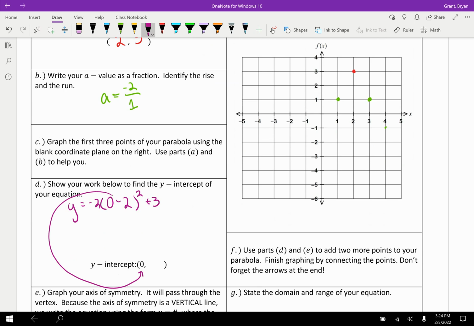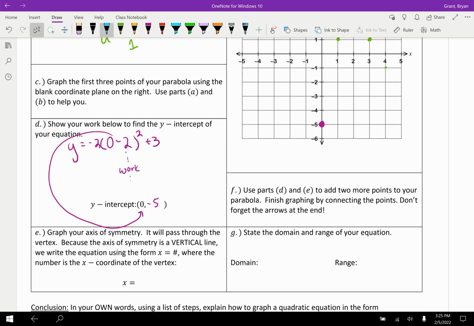Then you can either put all of this into your calculator and come up with your answer, or if you would like, you can put more work here. Mental math isn't too bad though. -2 squared is 4. 4 times -2 is -8. -8 plus 3 is -5. So we have our y-intercept of (0, -5).